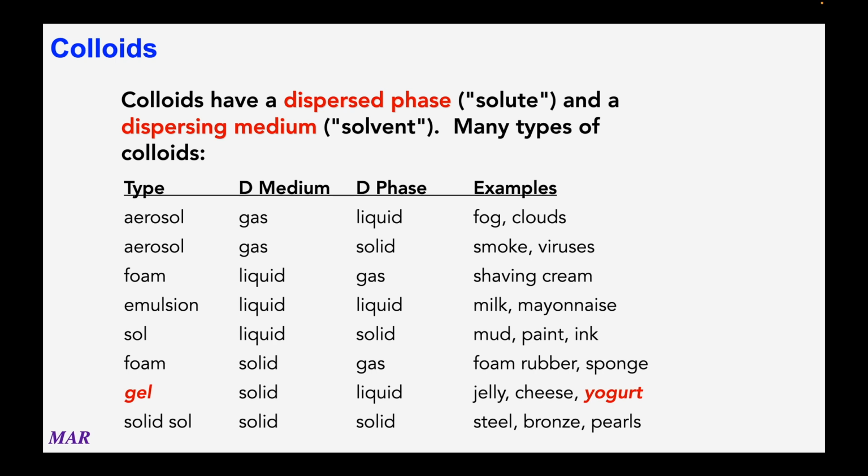There's lots of different ones that are possible. And they have different types of names. Like aerosol, gel, foam, these are all types of colloids. And we're not going to spend a lot of time on colloids, but if you hear about any of these and you're curious, I totally encourage you to check them out and get more information.